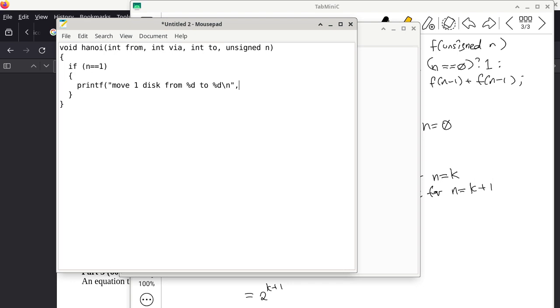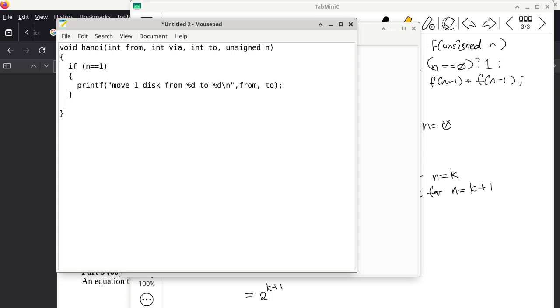And that disk is going to be, I mean, the from to would be the parameters of printf. Because in this case, I only got one disk, right? So I can always move that one disk from one pole to another pole. It's not going to be complicated.